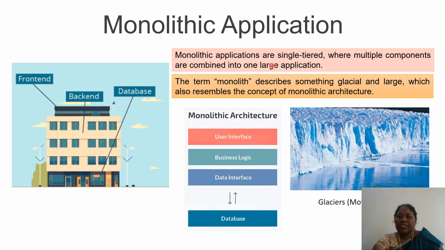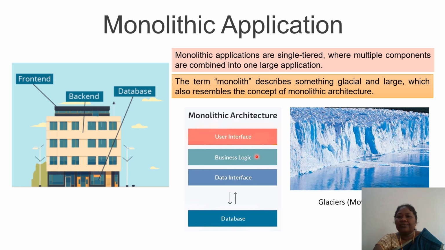So monolithic applications are single tiered. There are no multiple layers, or if you have layers, not many, and multiple components are combined into one large application. The term monolithic describes something glacial and large, which also resembles the concept of monolithic architecture. The behavior of a glacier is that it moves very slowly. Similarly, if you want to incorporate design changes, modifications or updates in monolithic architecture, everything will be very slow.